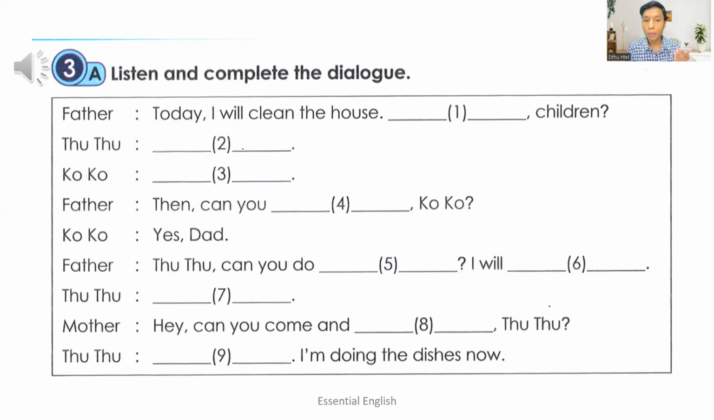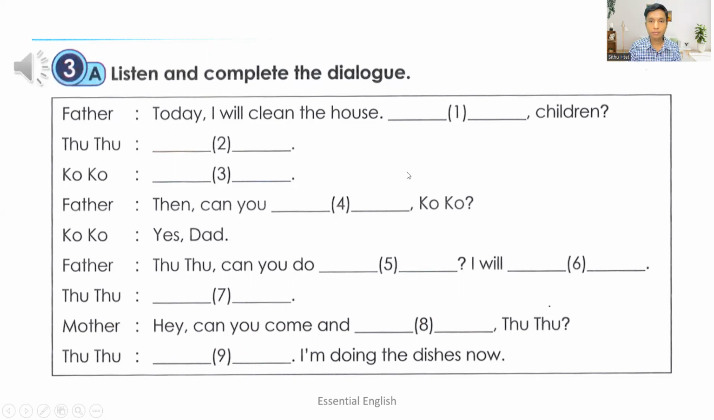Okay, he's trying to make a request. So you have to write down the request. Coco? Yes, Dad. Coco agreed to do it. And father said, Tutu, can you do? Okay, so he also wants her to do something. Please listen and complete the blank. I will. So you have to write another word here. Tutu said something. And mother said, hey, can you come and? So please think about something to do. And Tutu said something. I'm doing the dishes now. So she's washing the plates. So maybe she doesn't have time to do another thing. Please listen and complete the dialogue.